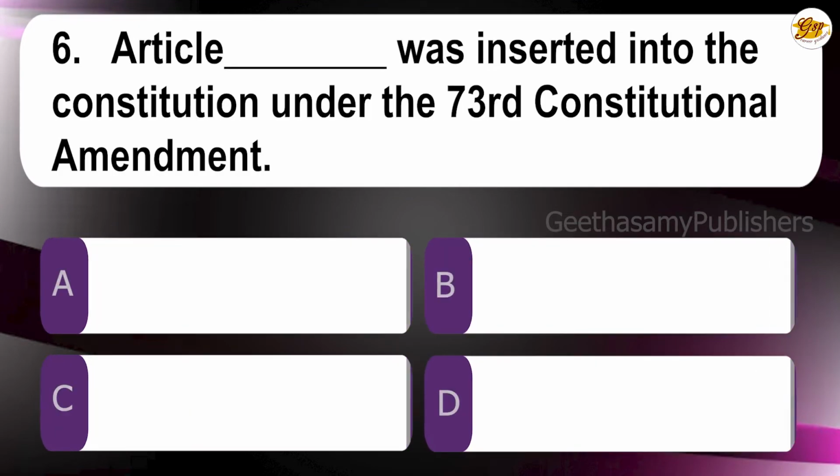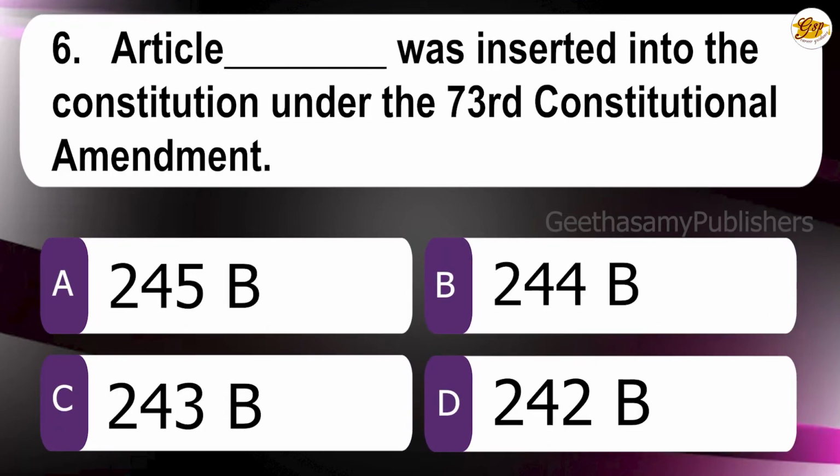Sixth question. Article dash is inserted into the Constitution under the 73rd Constitutional Amendment. A. 245B, B. 244B, C. 243B, D. 242B. The correct answer is C. 243B.